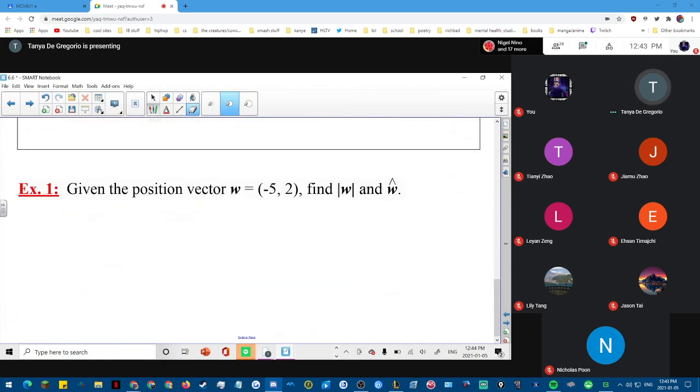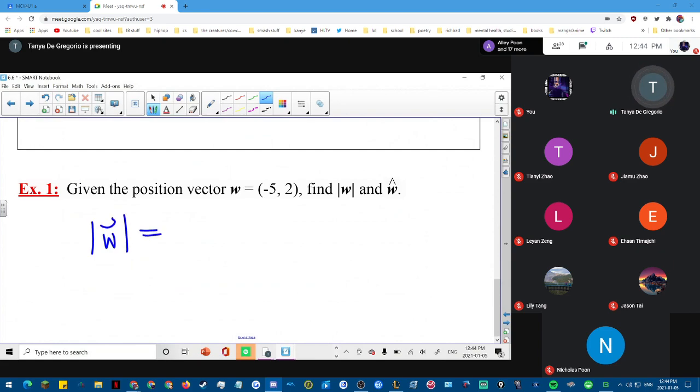Okay, example 1. Given the position vector w, which is (-5, 2), so if I had to draw that as a position vector, then it would be 5 units to the left, 2 units up, right? The vector would start at (0, 0), and that's where it would end, at the point (-5, 2). We want to find the magnitude of w, so we want to know how long it is, what's the size of vector w. And so we know that we have to use the Pythagorean theorem.